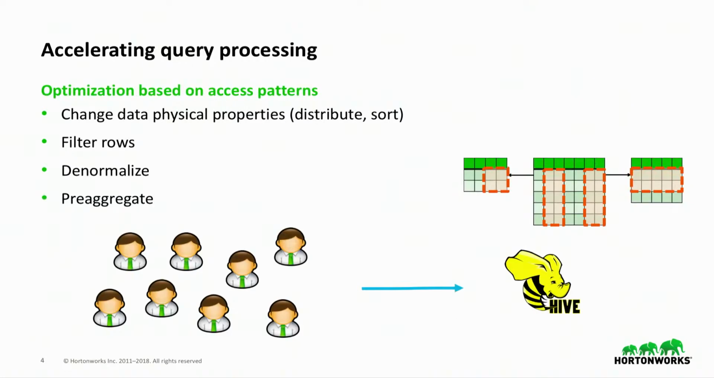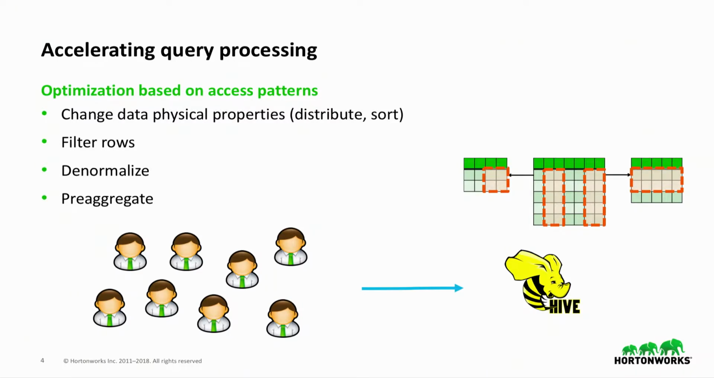But something that we keep on seeing is that when users want to accelerate query processing, what they try to do is optimize based on access patterns, right? So, for instance, you will have your data in Hive, and then depending on your query workload, you may create replicas or copies of your original tables where you change the physical distribution of the data, right? So you distribute it by a certain key, or you sort it, or you partition it.